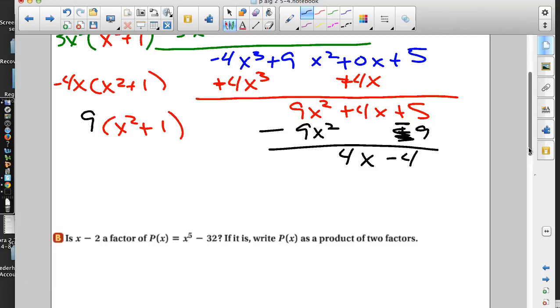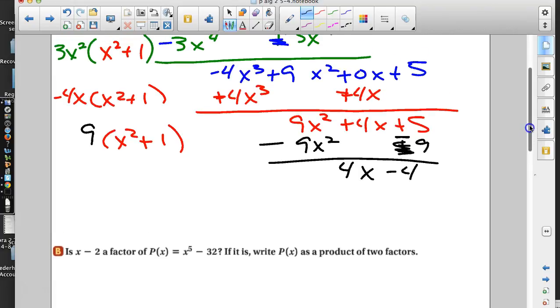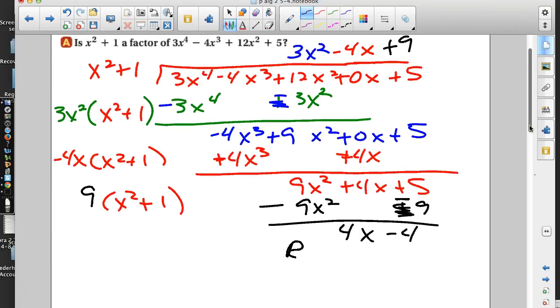What's wrong? So we have an x squared, and we can't make that an x with multiplication. So is this a factor? No, that ugliness over there, that's our remainder. This is not a factor. We had a remainder. It wasn't a remainder of 0.